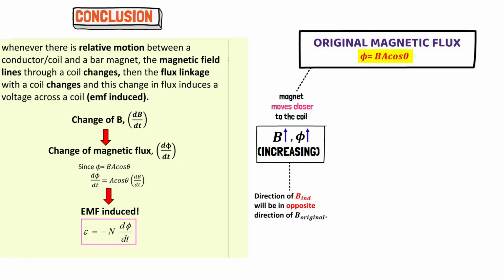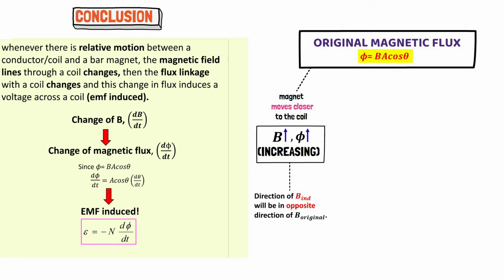Kalau original magnetic field tadi out of the page, means that the induced magnetic field akan jadi into the page untuk case di mana B is increasing, ataupun untuk case bila mana magnetic bar gerak mendekati coil tersebut. Boleh? Okay, kita bergerak pada case yang kedua.